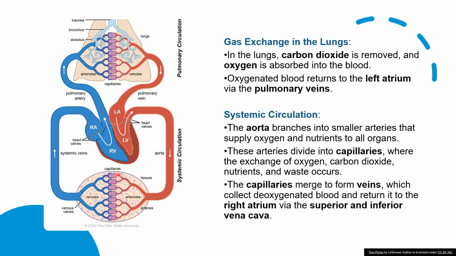And then the capillaries from the arteries merge with the capillaries in the veins, which collect the deoxygenated blood, and it returns to the right atrium via the superior vena cava and the inferior vena cava. So that is how the systemic circulation is completed.